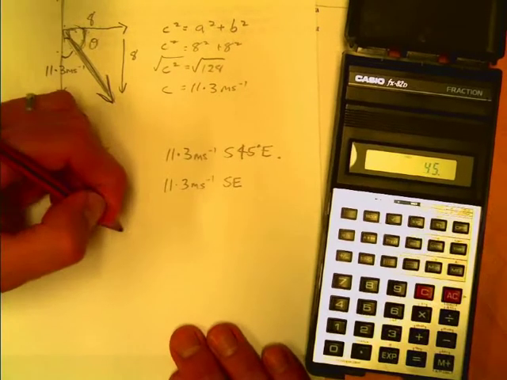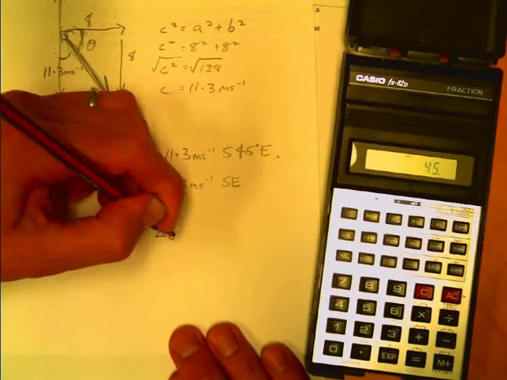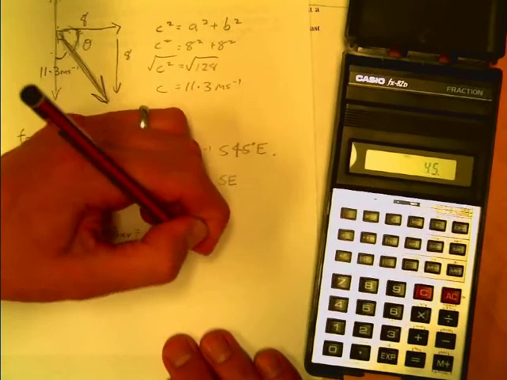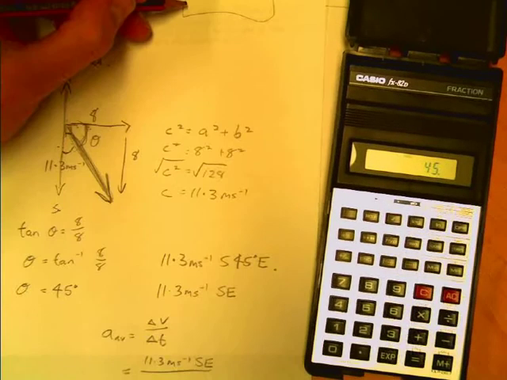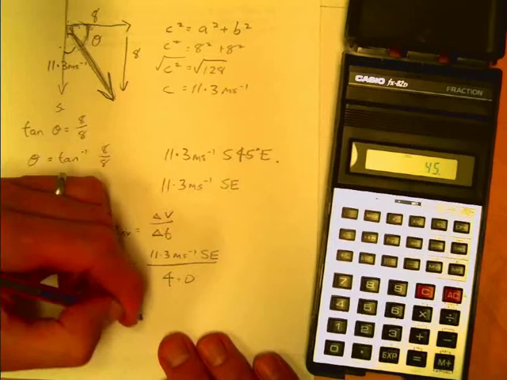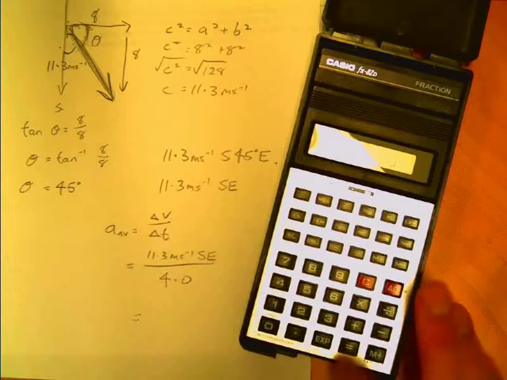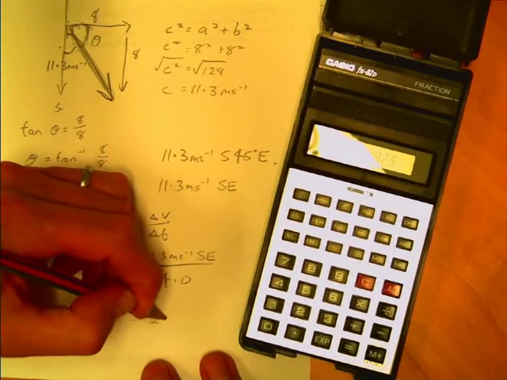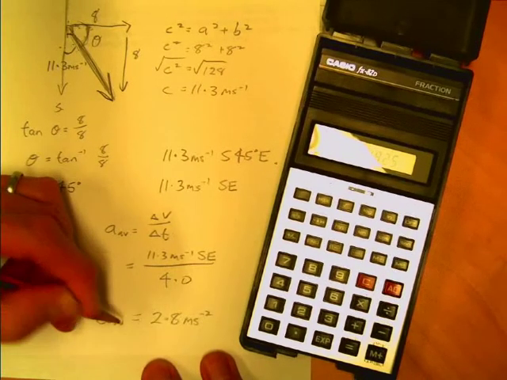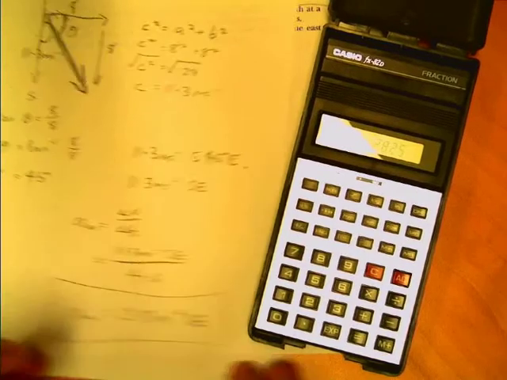Now, getting back to what it was asking us for, the average acceleration, delta V over delta T. Delta V is 11.3 metres per second southeast, divided by delta T, which we know is 4 seconds. So 11.3 divided by 4 is 2.8 metres per second squared. This is acceleration, don't forget. Southeast.